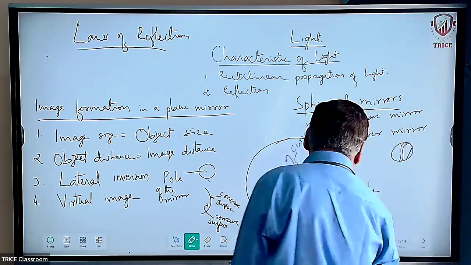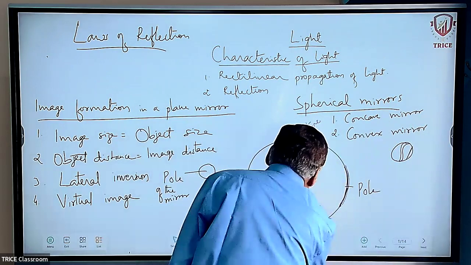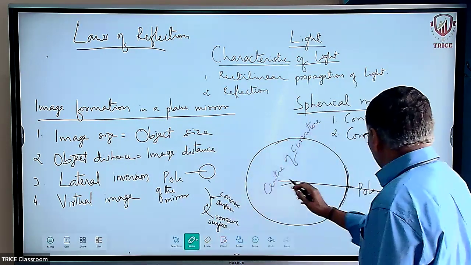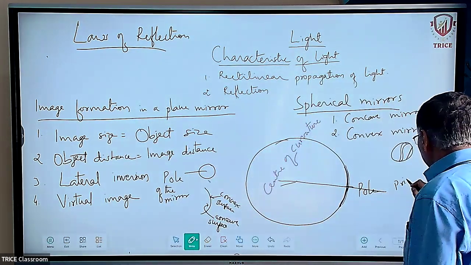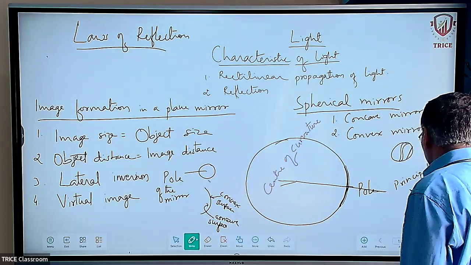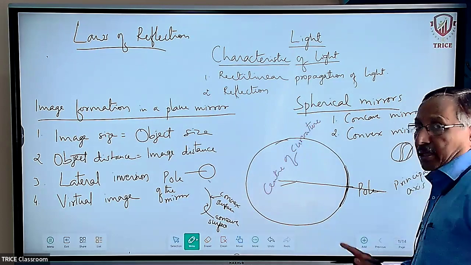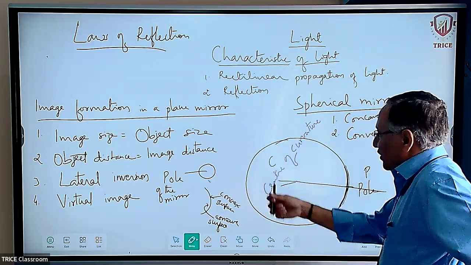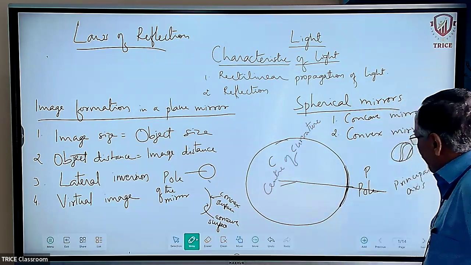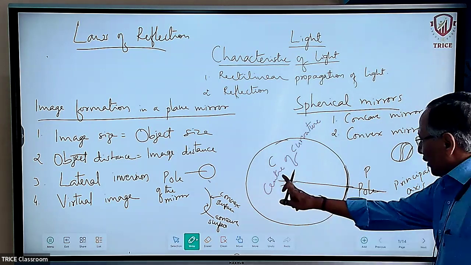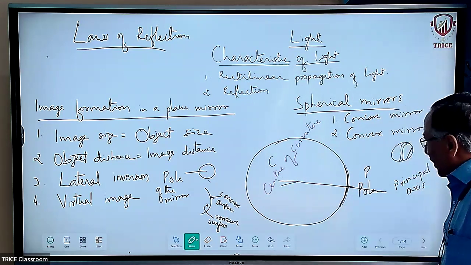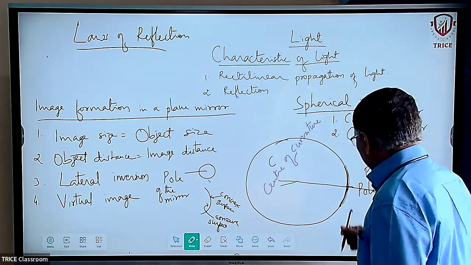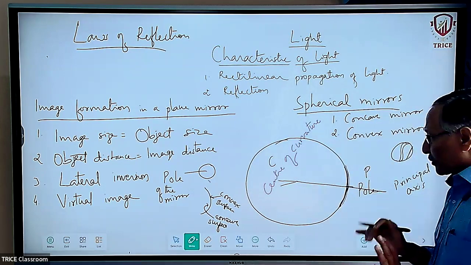And the line which joins these 2 points, that is center of curvature and the pole, is called the principal axis. Center of curvature is denoted by the letter C, and pole is denoted by the letter P. The line which passes through the center of curvature and the pole of the mirror is called principal axis, whether it is a concave mirror or a convex mirror.